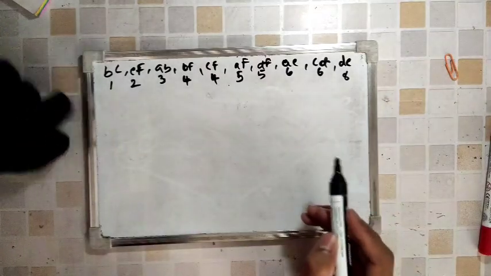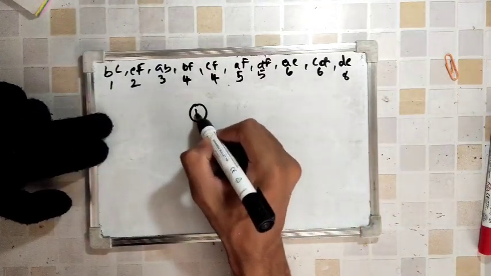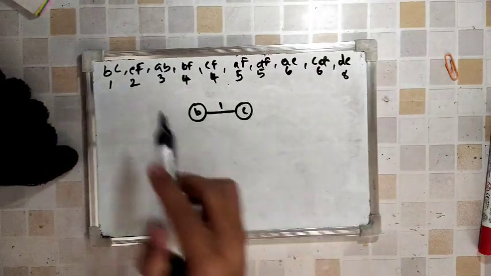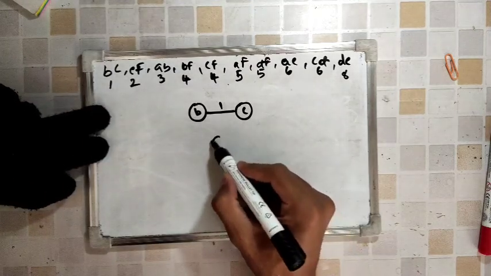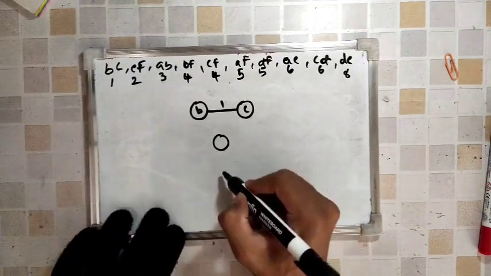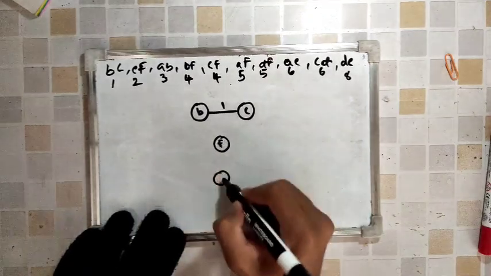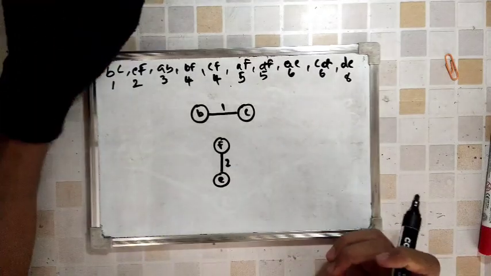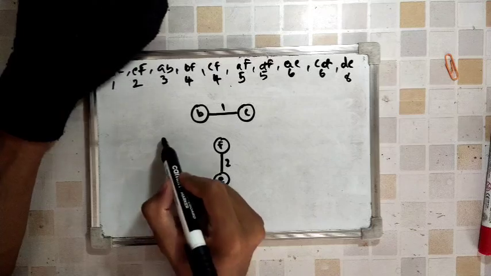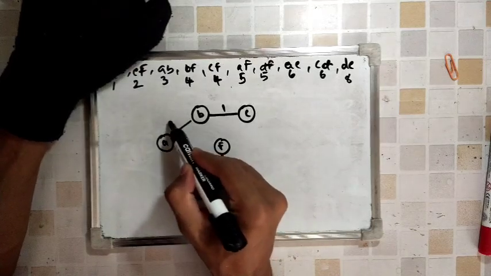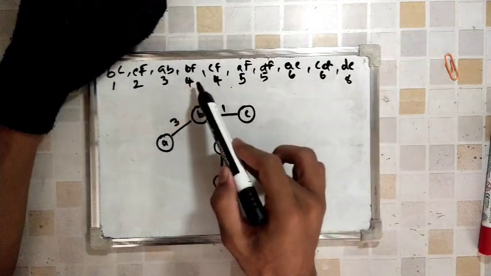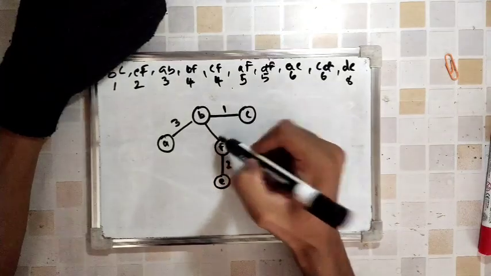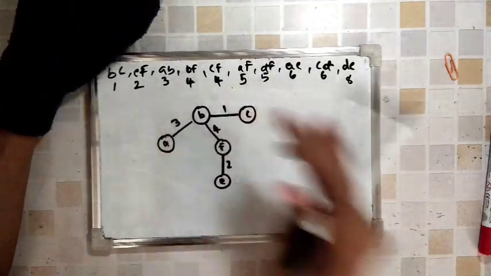So I have arranged the edges in increasing order. First I will take the first minimum edge, B to C, that is 1. Then I will take the second edge, E to F, that is 2. Then A to B is the third edge, that is 3. Then B to F, since there is no node joining F, so I can consider B to F, which is 4.